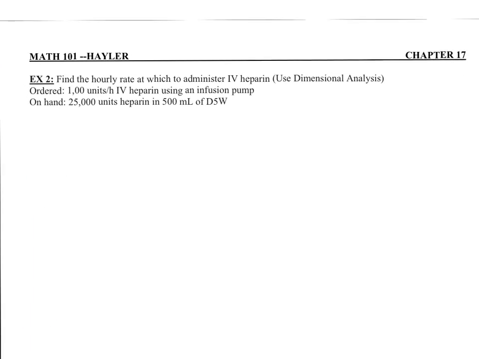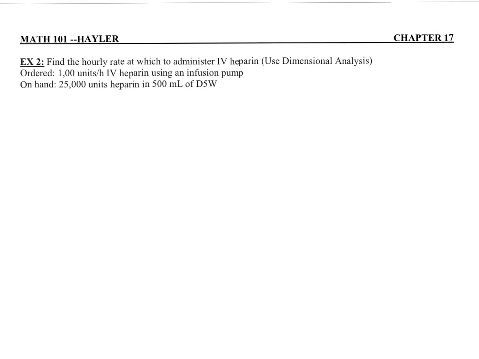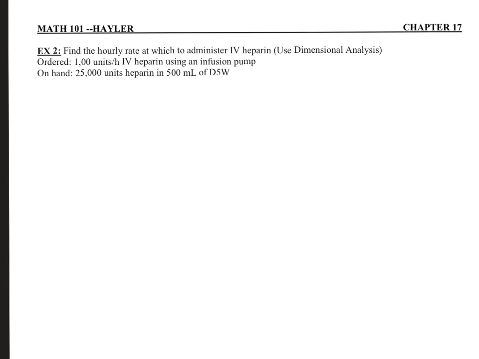So, for example 2, find the hourly rate at which to administer IV heparin. Use dimensional analysis. And we have ordered 1,000 units per hour of IV heparin using an infusion pump. On hand, 25,000 units heparin in 500 milliliters of D5W.